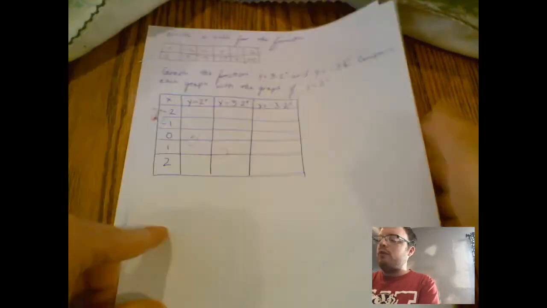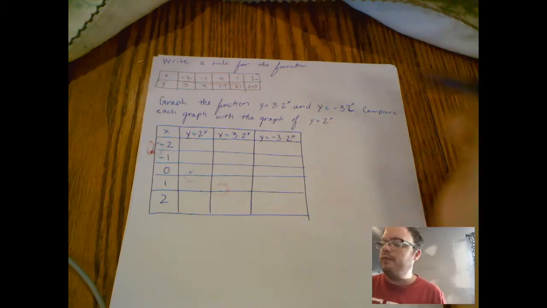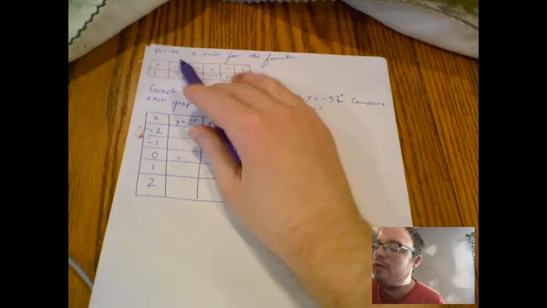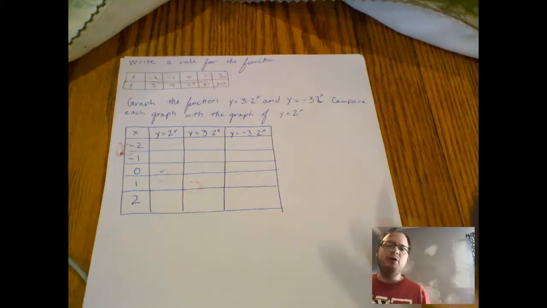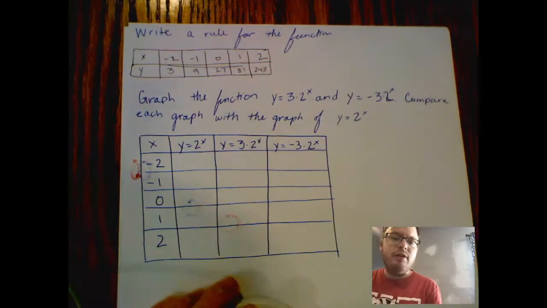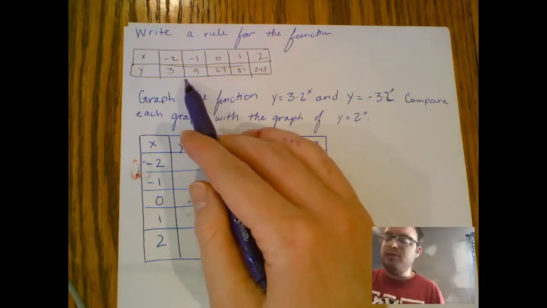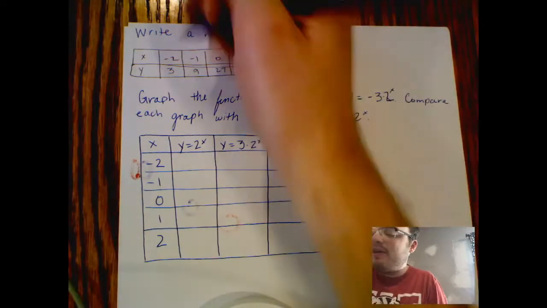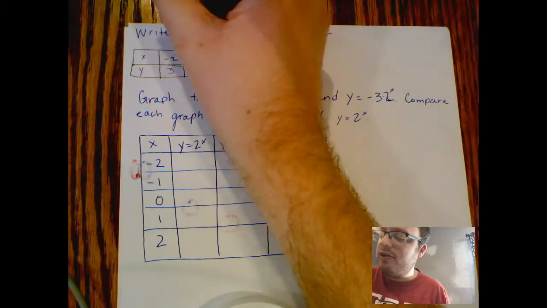And so I do have two more questions. Okay? 2 more questions to go over. 1, write a function rule for this table. I'm telling you already that this is an exponential function, and we can see that by asking, what is happening to my x values? Well, my x values are adding 1.